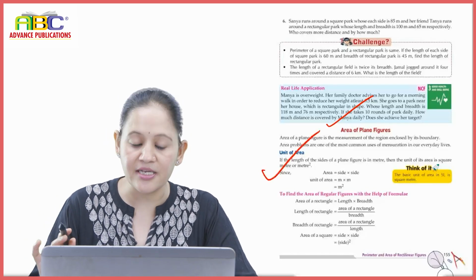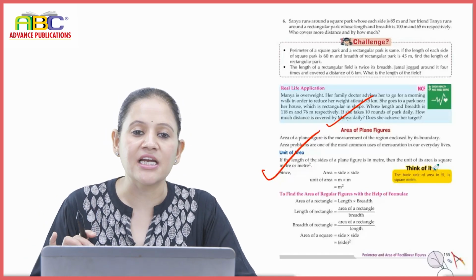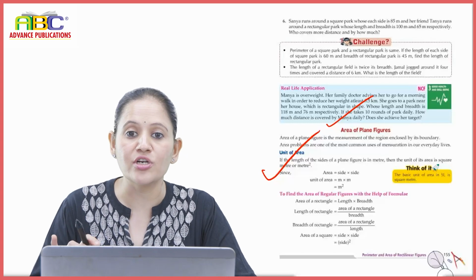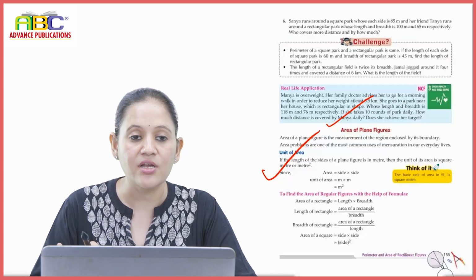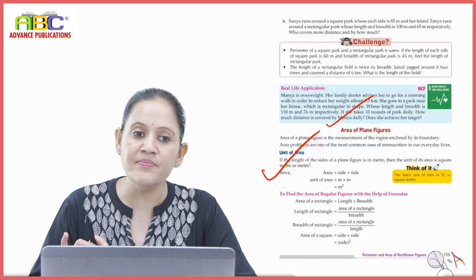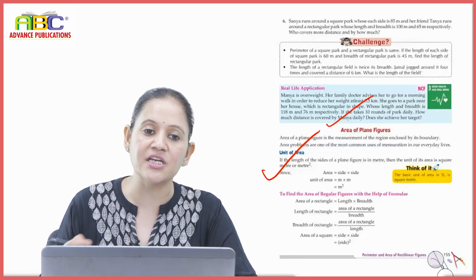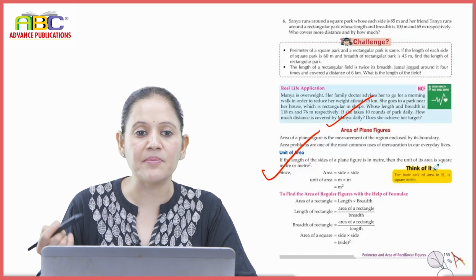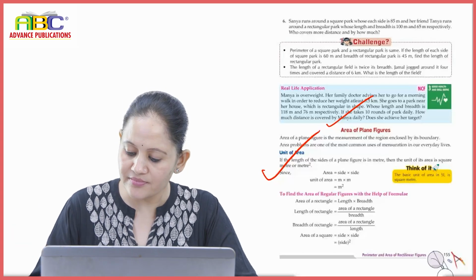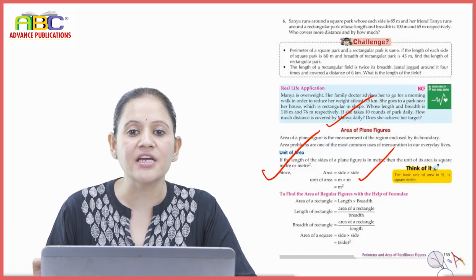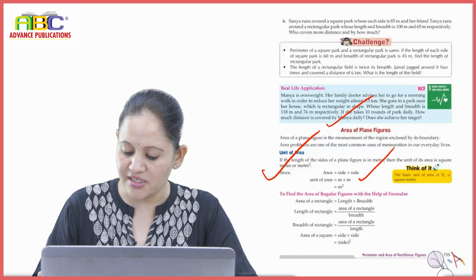Unit of area की बात करें, if the length of the side of the plane figure is in meter, then the unit of area is square meter or meter square. Always area को हम square unit पे measure करते हैं. Since area equals side into side, so unit क्या हो जाएगी? अगर meter है side की तो meter into meter, meter square. The basic unit of area in SI is square meter.